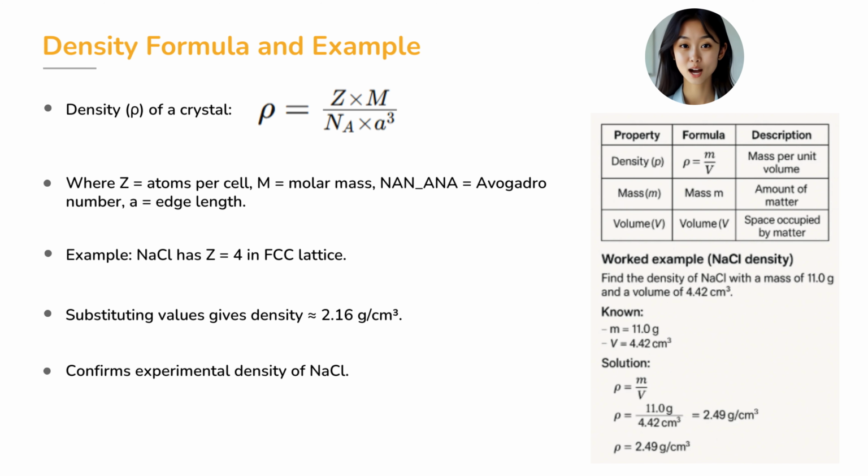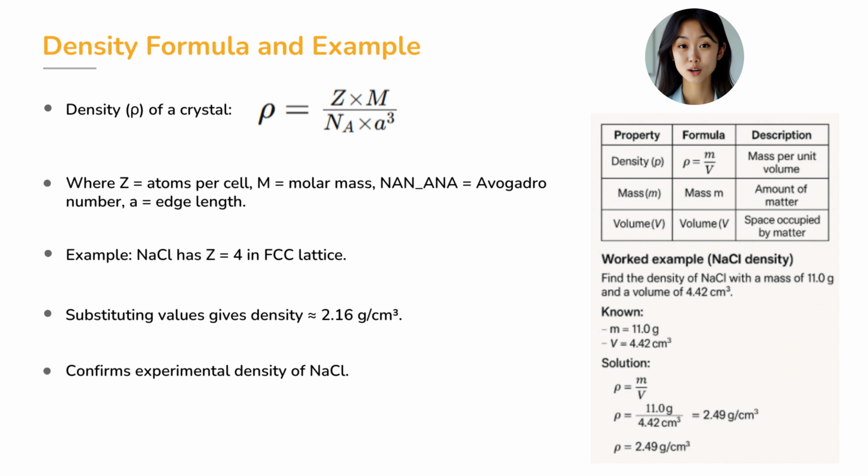Finally, let's see how we can calculate the density of a crystal. The formula is density equals Z multiplied by M divided by Na multiplied by a cube. Here, Z is the number of atoms per unit cell, M is the molar mass, Na is Avogadro's number, and a is the edge length.